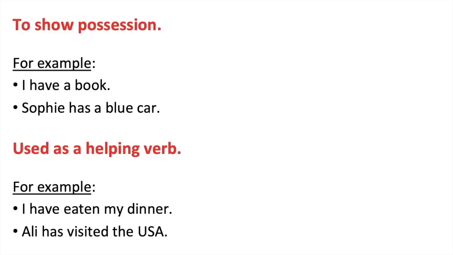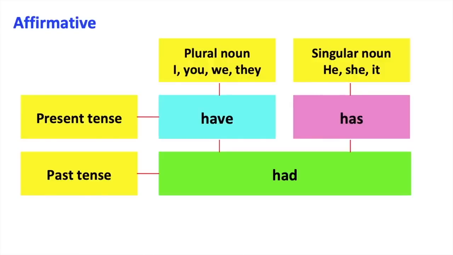We can use this verb for many other reasons, such as to show a relationship, a feeling, an experience, etc. The form of the verb used will depend on the subject and the sentence tense, so whether the sentence is in the present tense or past tense. First, let's look at affirmative sentences. These are positive sentences.